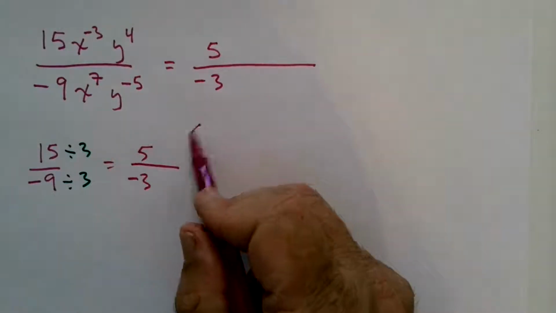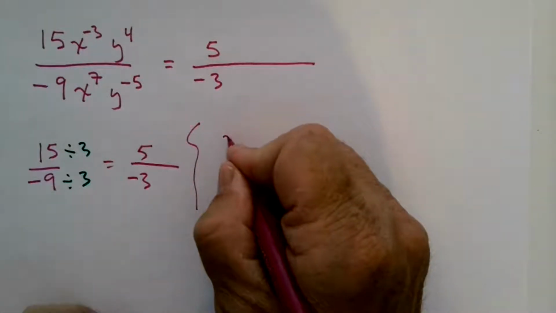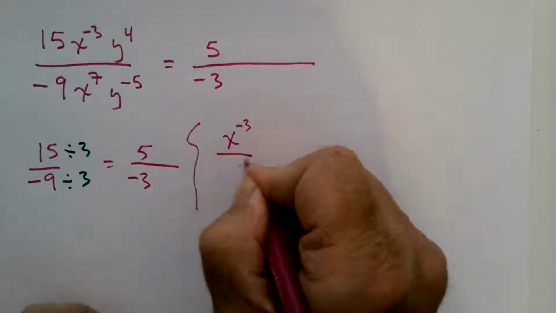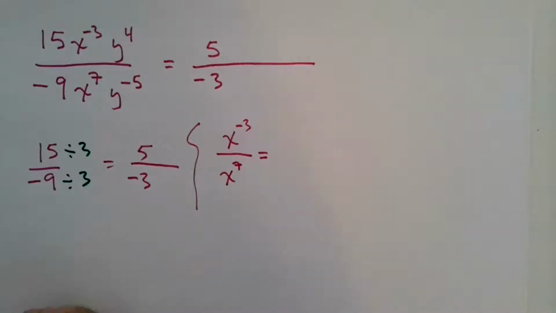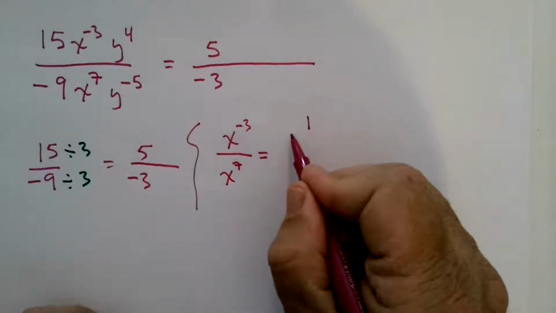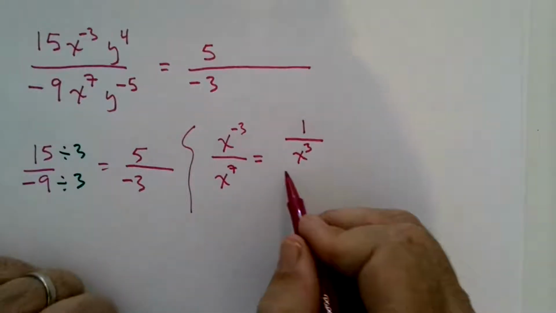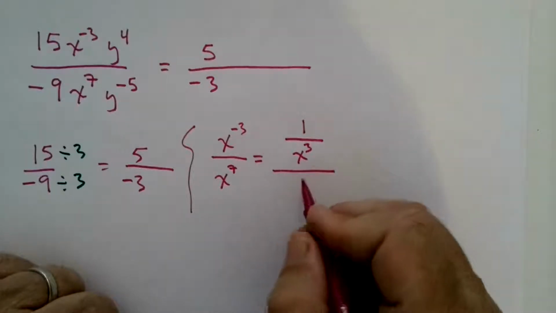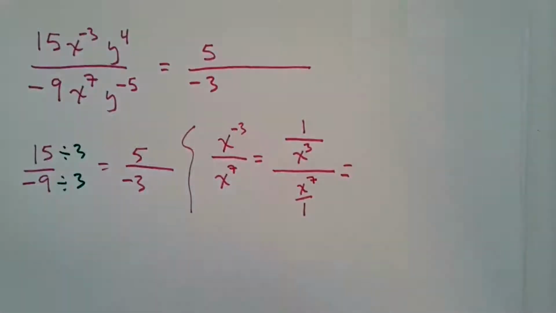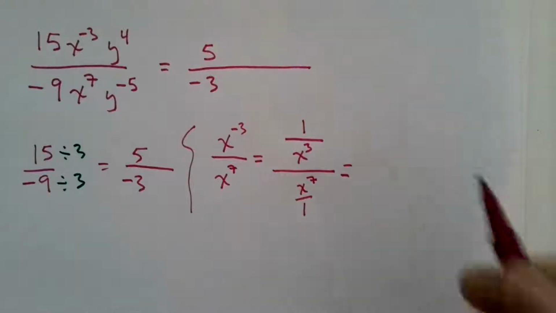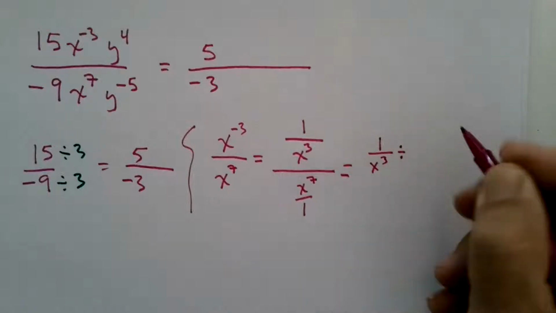Now we've got our variables. Next up, I have the x's. So I have x to the negative 3 over x to the 7. What does x to the negative 3 mean? X to the negative 3 means 1 over x to the 3rd. What does x to the 7th mean? It means x to the 7th over 1. Now here we have 1 over x to the 3rd all over x to the 7th over 1. What does that mean? 1 over x to the 3rd divided by x to the 7th over 1.